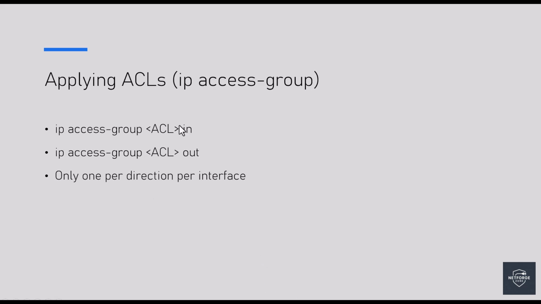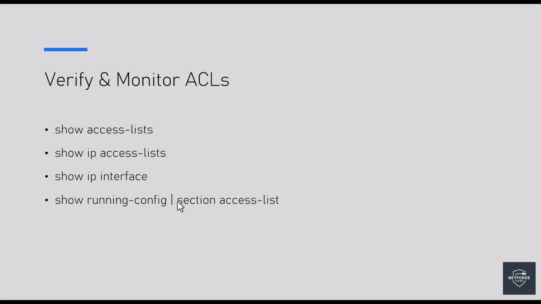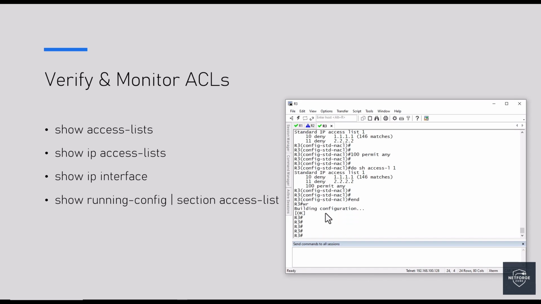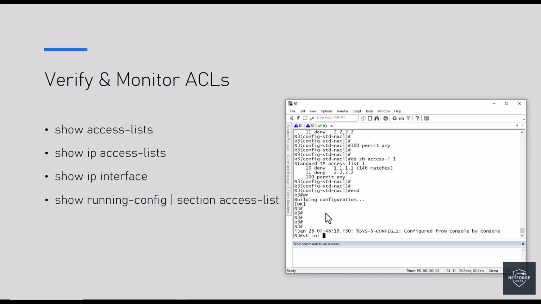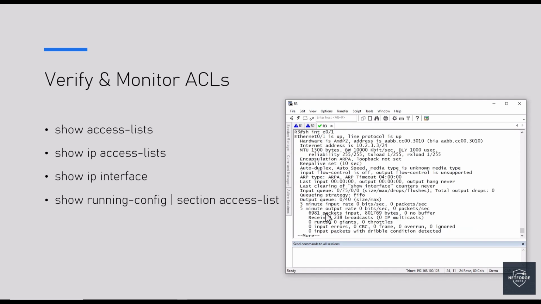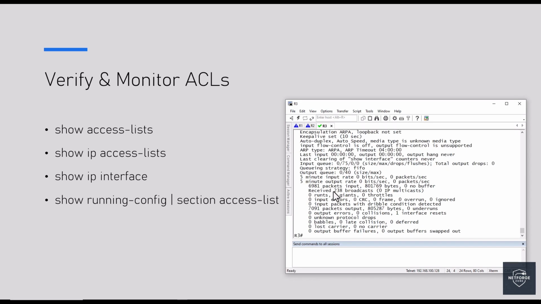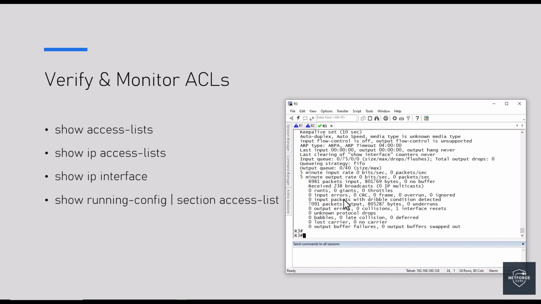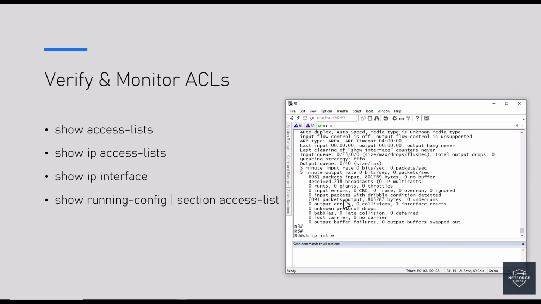So applying, I showed you how you can do this. And also for verification, show access lists is what we use. Also, you can have show IP access lists. Both of them are going to show the same thing. Show IP interface is going to show you some information about the access list. So if I just go back to my configuration, if I say show interface, let's say E0/1, it says that I have something like... let's say show IP interface E0/1.